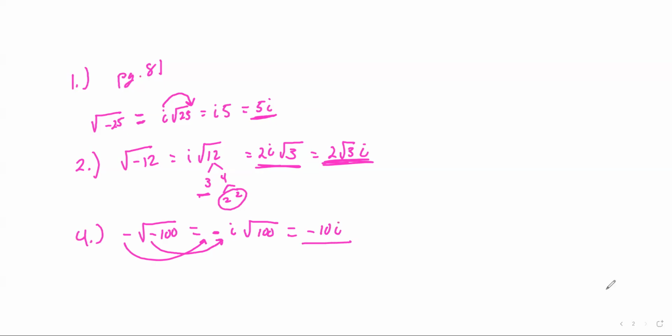All right, so that's the easy ones. Let's jump into number 9. Number 9 says to simplify the complex expressions. So we have 4 minus 2i minus 3 plus i.